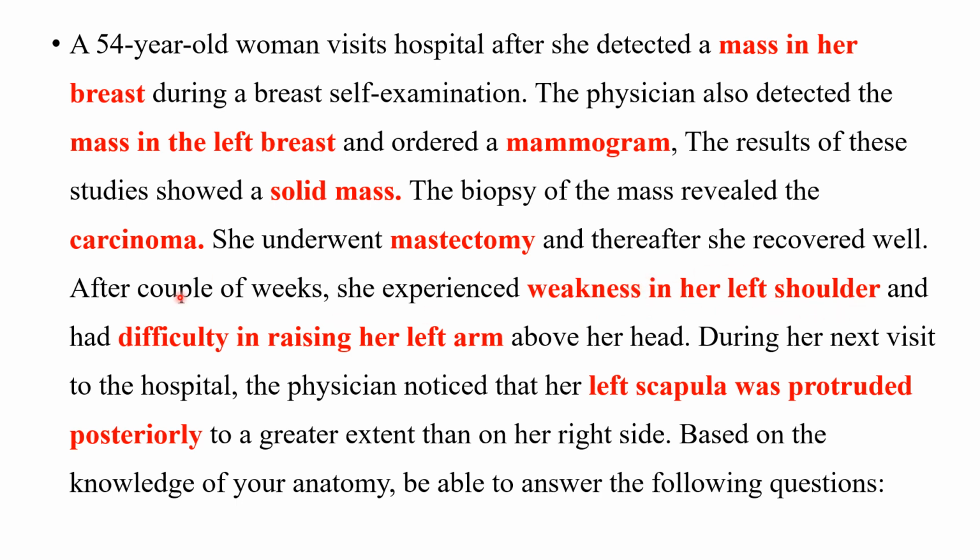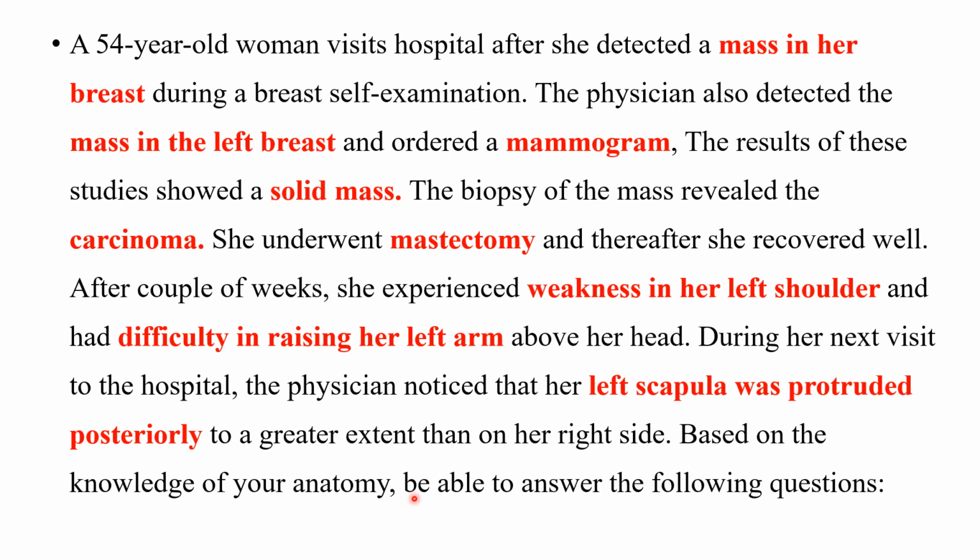The next one, she had difficulty in raising her left arm. So what could she not do? Weakness in her left shoulder, and she is not able to raise her left arm above her head. Up to some extent she can raise it, but above the head she could not. Then during her next visit to the hospital, the physician noticed her left scapula was protruded posteriorly, to a greater extent than on her right side.